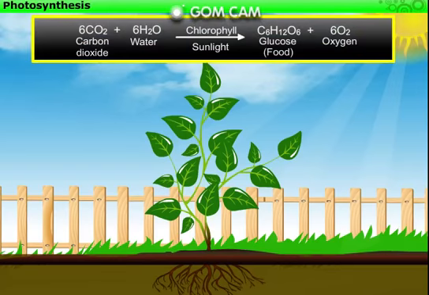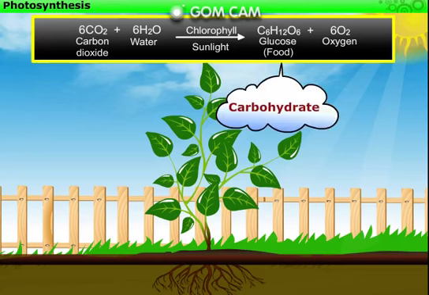The reaction is 6CO2 plus 6H2O in the presence of chlorophyll and sunlight gives C6H12O6, that is, glucose plus 6O2. Note that glucose is the simplest carbohydrate.